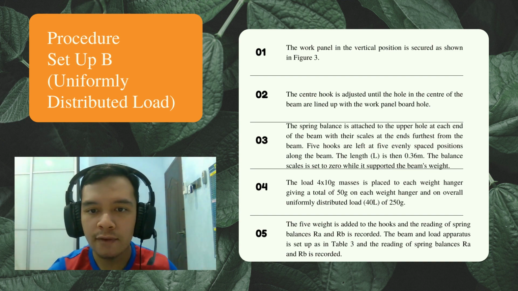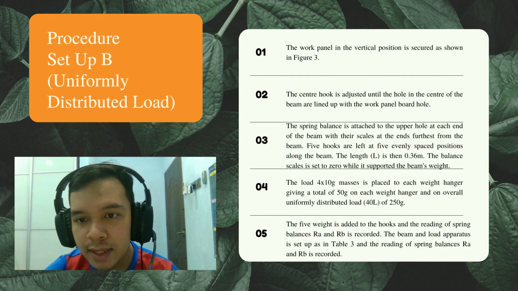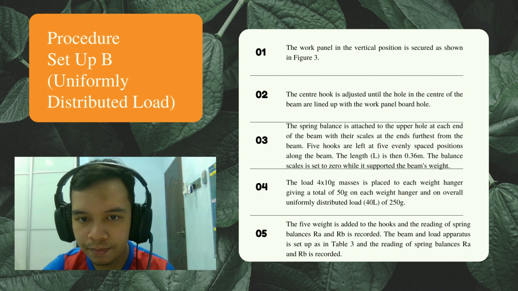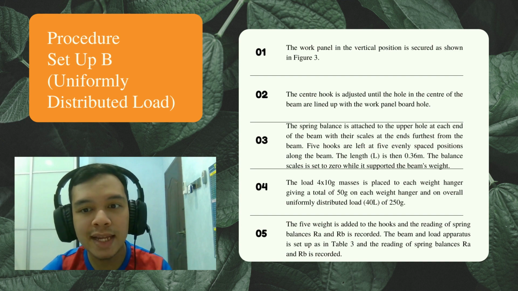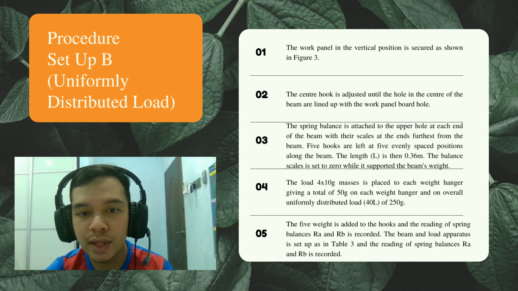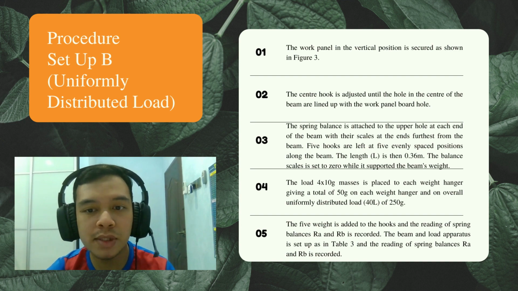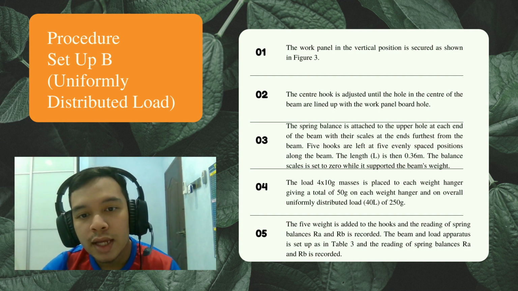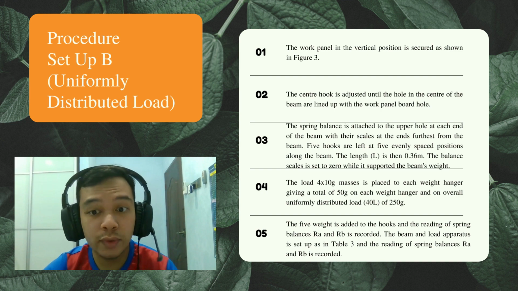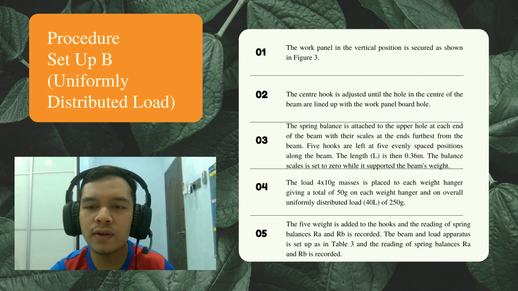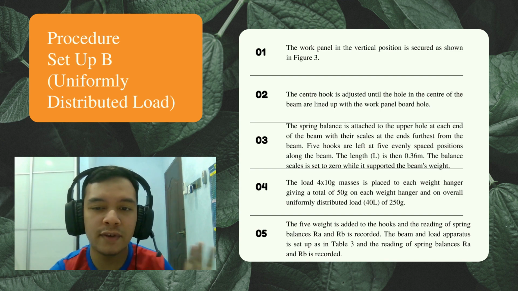Five hooks are left at five evenly spaced positions along the beam. The length is then 0.36 meter. The balance scale is set to 0 while it supports the beam's weight. Fourth, a load of 4 multiplied by 10 gram masses is placed on each weight hanger, giving a total of 50 gram on each weight hanger and an overall uniformly distributed load of 250 gram.